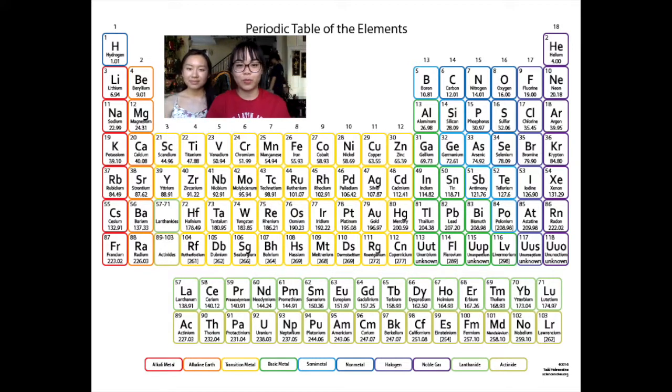Today's episode will be on the periodic table. Today we'll be exploring the major periodic trends including electronegativity, atomic radii, ionization energy, and electron affinity. We will also be zooming into the periodic table and be looking at different groups.